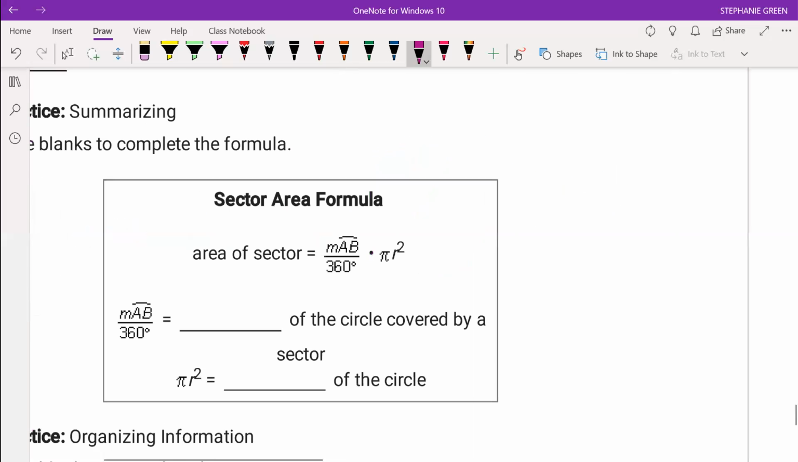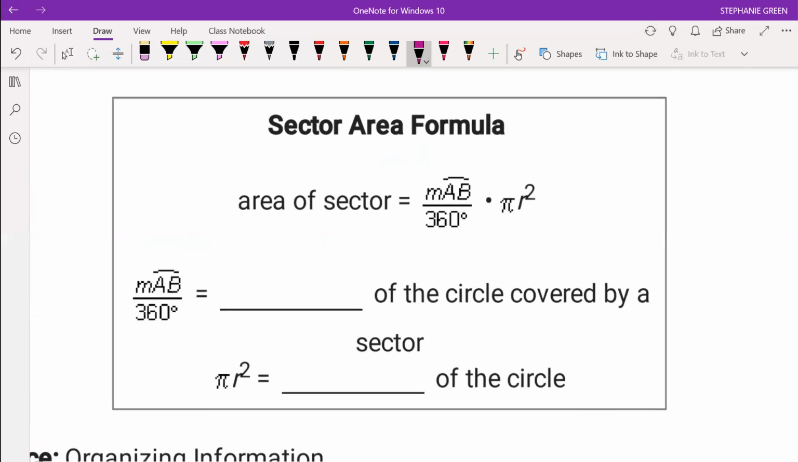And that's exactly what the sector area formula is. This part here is the measure of the central angle in degrees over 360, which gives us the fraction that that sector covers in that circle. And then the other part of this formula, pi r squared, is the area of the circle. So altogether, this gives us the area of a fraction of a whole circle. Let's go ahead and use it a few times.